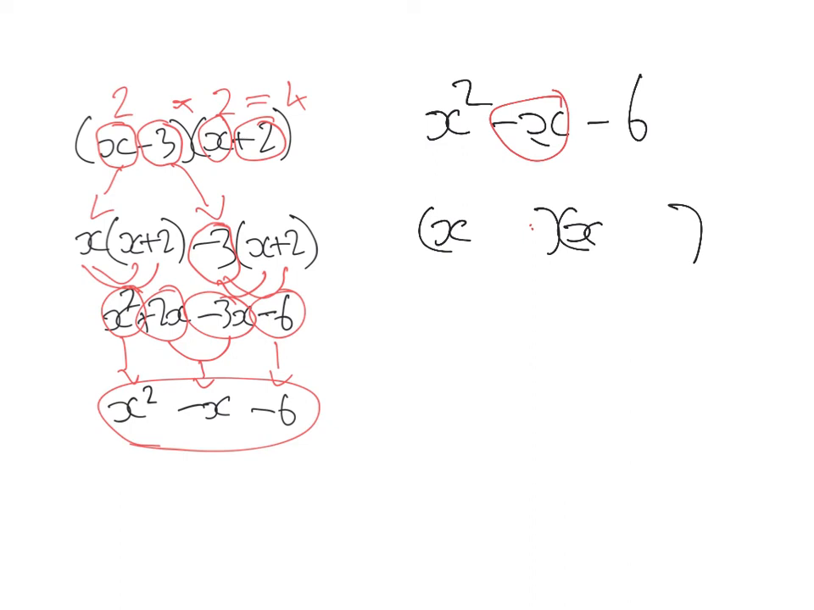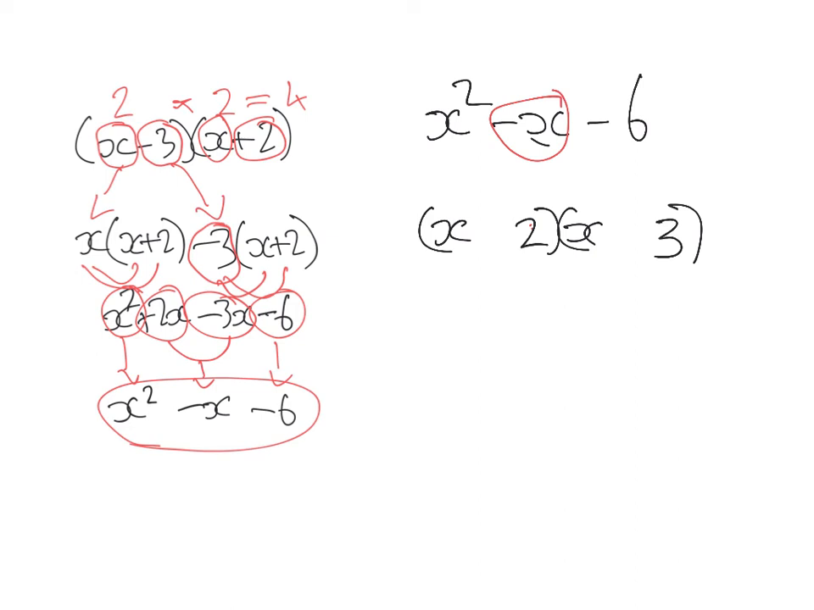It doesn't matter which way round we write them now. So we'll put the 2 and we'll put the 3 there. Now, to get negative 6, we've got the number bit right, but to get a negative when multiplying two numbers together, we either have to multiply a negative times a positive or a positive times a negative. In other words, the signs have to be different.